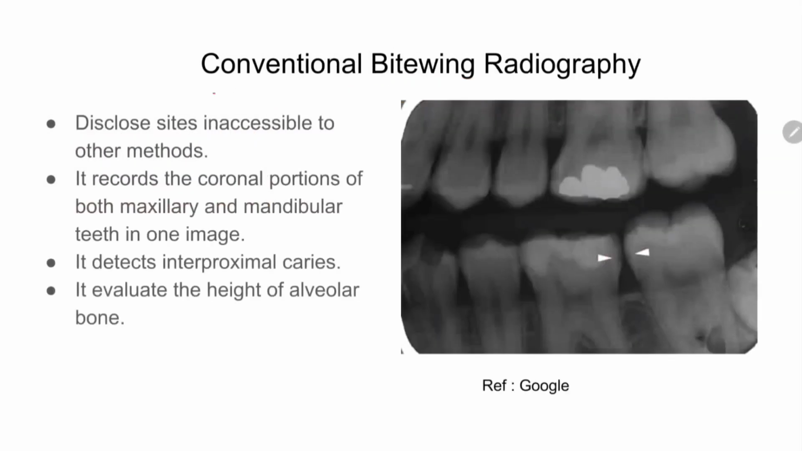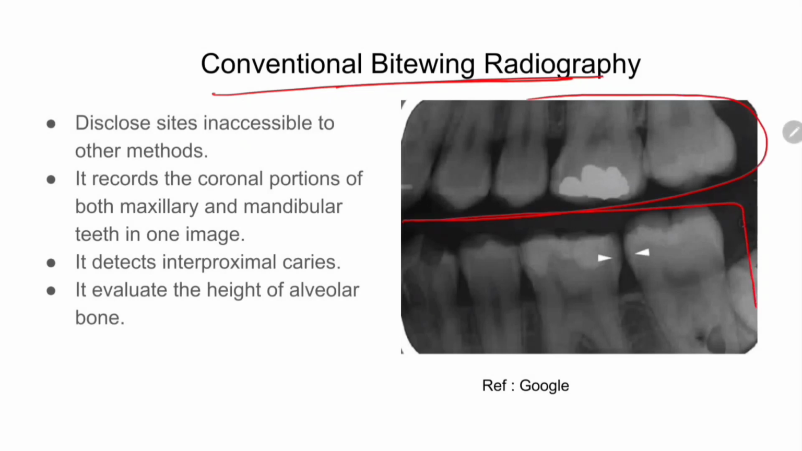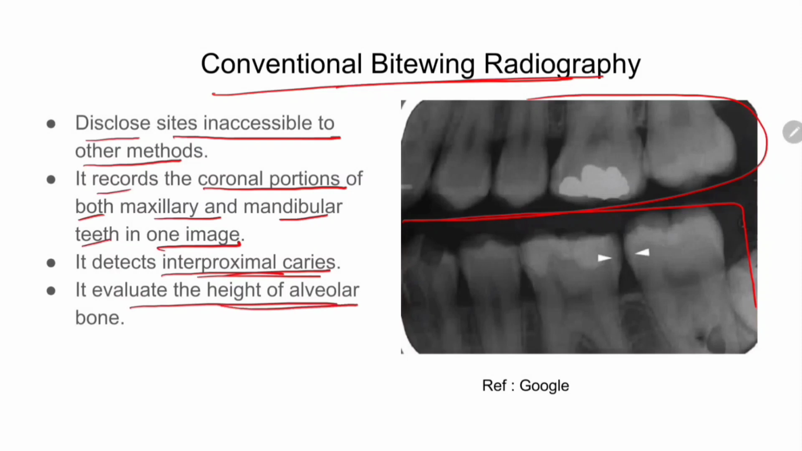So starting with conventional bite-wing radiography, in this we can see maxillary teeth and mandibular teeth. This discloses sites inaccessible to other methods like the visual method or visual-tactile method. It records the coronal portion of both maxillary and mandibular teeth in one image. It detects interproximal caries and evaluates the height of alveolar bone.